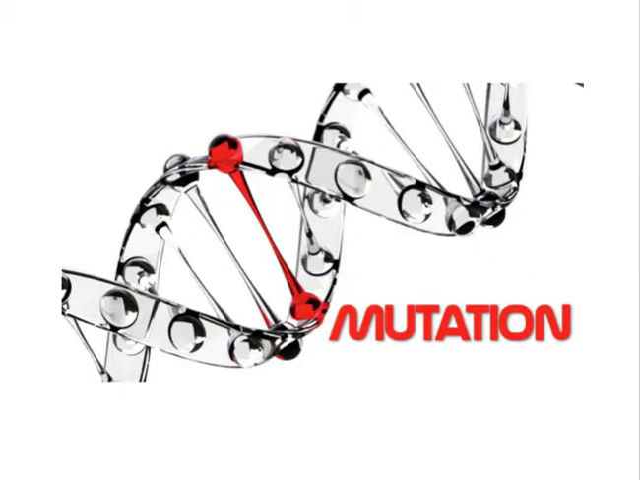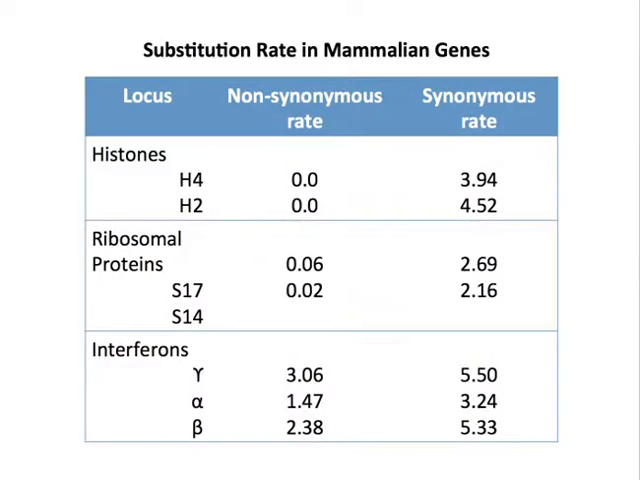Because different genes code for different things, the mutation rate among genes can vary a lot. Let's take a look at this. This is a table of substitution rates in mammalian genes per billion years, and it's looking at non-synonymous substitution rates and synonymous substitution rates. Remember that synonymous mutations have different nucleotides but end up with the same amino acid, and the non-synonymous mutations result in different amino acids. If we look at this example here, H4, which is a histone, the non-synonymous mutation rate is 0 per billion years, which is obviously very small. And then the synonymous substitution rate is a little bit higher at 3.94 per billion years.